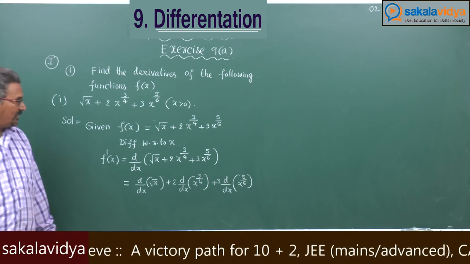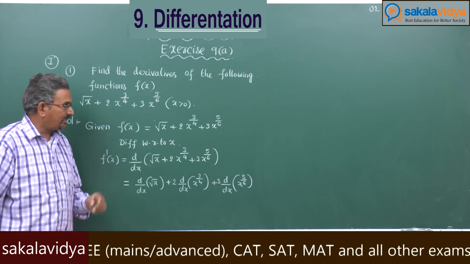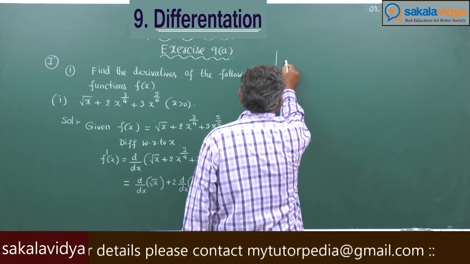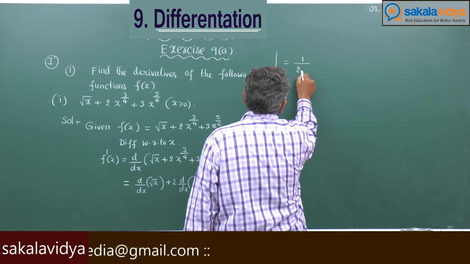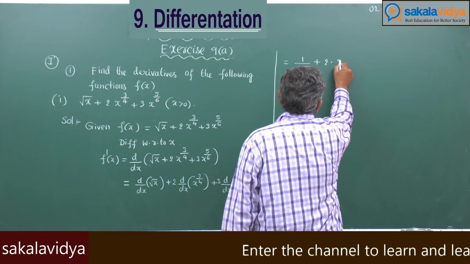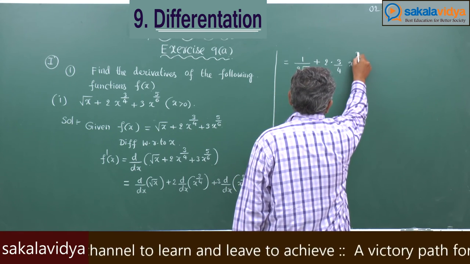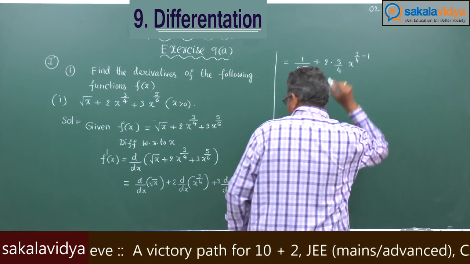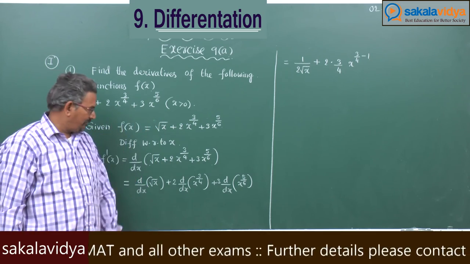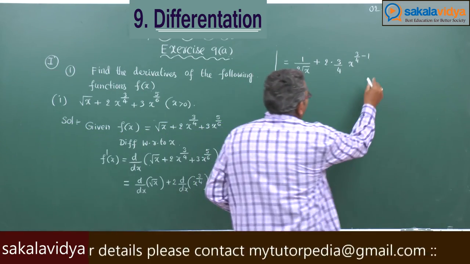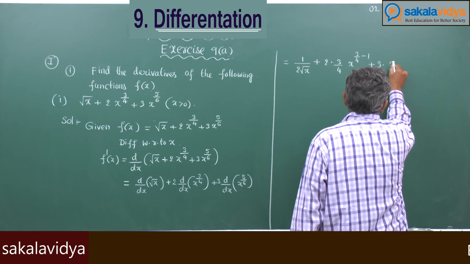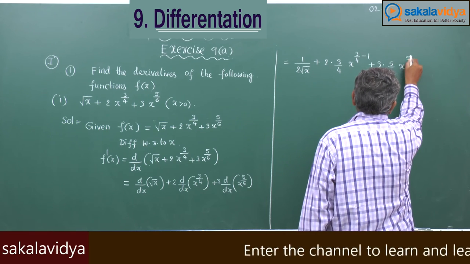First, root x differentiation. Root x differentiation is 1 by 2 root x. So this can be written 1 by 2 root x plus this is 2 into 3 by 4 into x to the power of 3 by 4 minus 1, because x to the power of n formula, n into x to the power of n minus 1. Similarly for this one also, plus 3 into 5 by 6 x to the power of 5 by 6 minus 1.